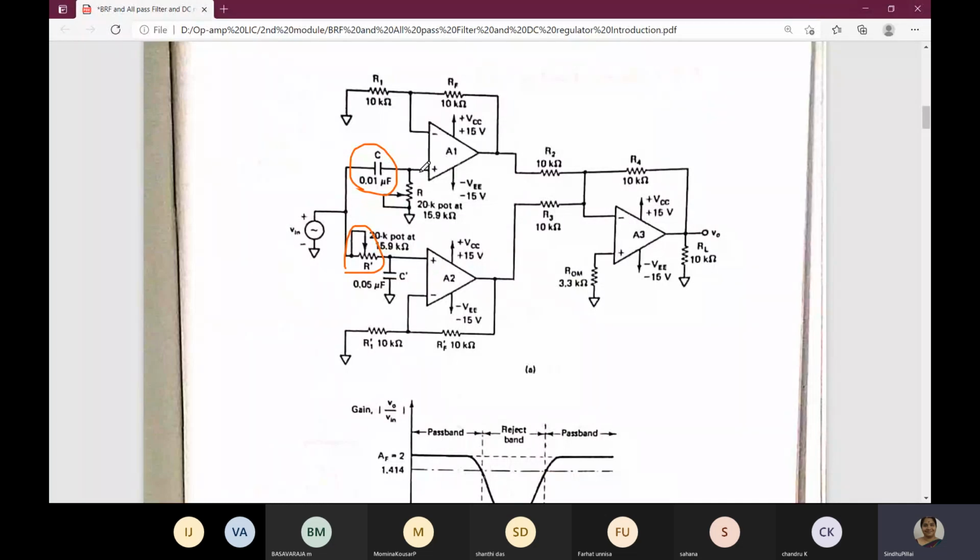Both the inputs are Vin, and the outputs from both the amplifiers, that is A1 and A2, are fed to the inverting terminal. And the output V0 is taken here. So this is just a summing amplifier in inverting mode, and the non-inverting terminal is grounded here. And what they have done, the feedback resistors R2 and R4 are kept the same, so that the gain is unity. Here also the feedback resistor is grounded.